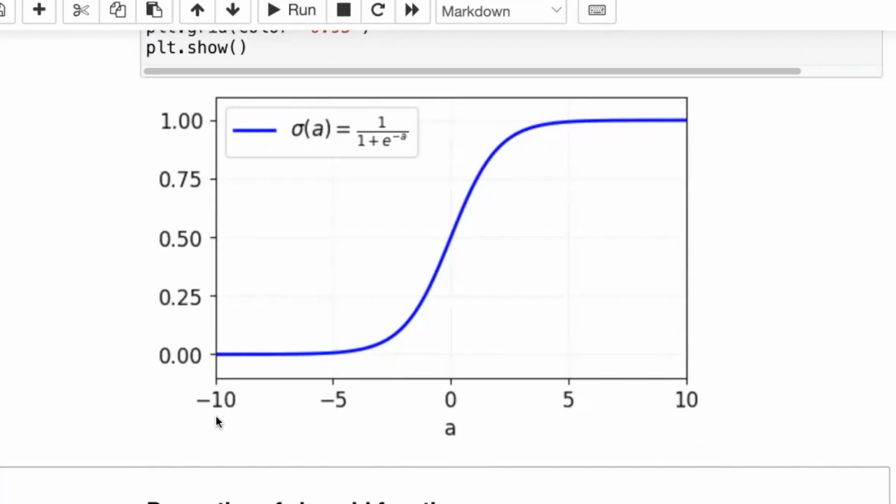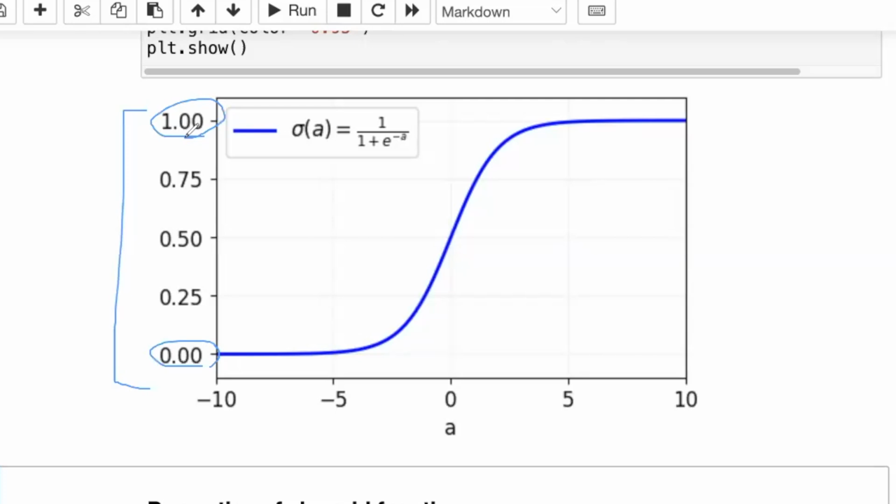So here we have restricted the x-axis, or here we call it a, to be between -10 and 10. This, in fact, can be from -infinity to infinity. But the most important thing is the shape of this function. And one thing that we have to pay attention to is the range of this function, which is the set of values that this function can take, as you can see here, is from 0 to 1. So this is why we need the sigmoid or logistic function for classification purposes.